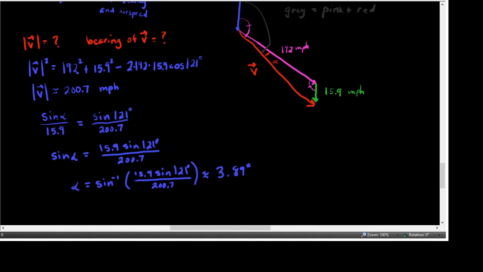So the bearing, consequently, is equal to the pink angle, which is the 121 degrees that we were given at the outset, plus the angle we just found, 3.89 degrees. And so the bearing is about 125 degrees. A little bit more precision, it's 124.89 degrees, but it's about 125 degrees.